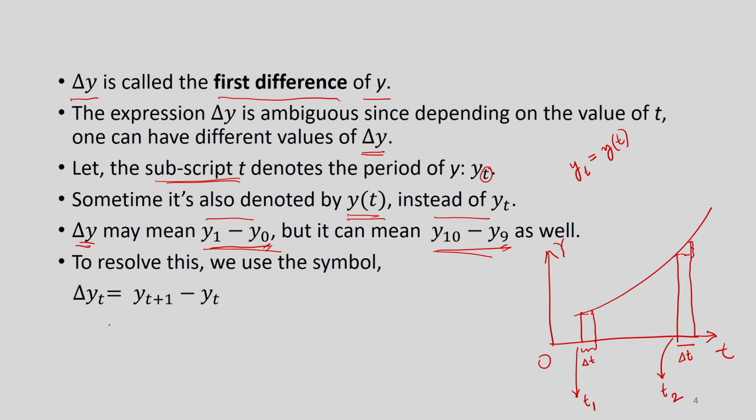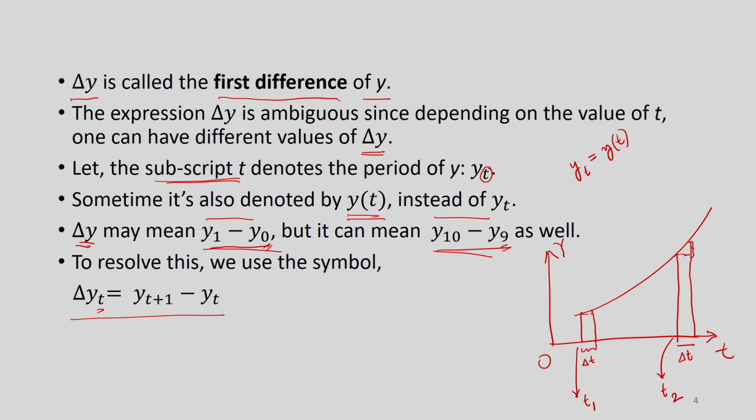Okay. So, this is the thing that we use, that delta t. What is meant by delta t? Delta y t is equal to y t plus 1 minus y t. So, the change in time is taking place by 1 unit. With respect to that, the change in y is taking place, right, but from what t time is changing, here that is denoted by this small subscript.